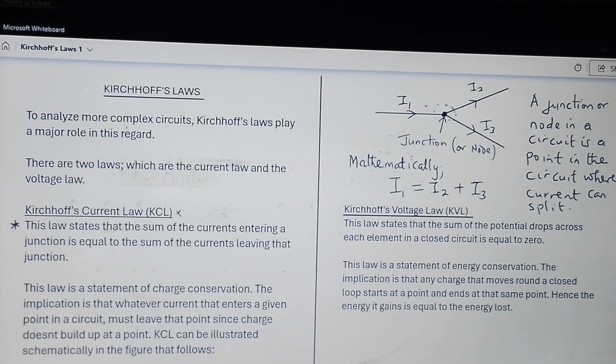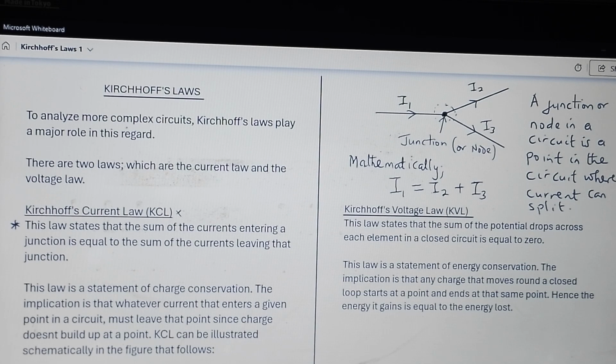Now what we are saying is that I1 is the total current entering here, splitting now into two parts. These two parts must be equal to the initial current entering the junction. So mathematically we can represent this by saying I1 is equal to I2 plus I3. So when you come across a complex circuit, the first thing you do is to apply Kirchhoff's current law. When you apply that current law, it gives you an equation for all the currents flowing in that circuit.